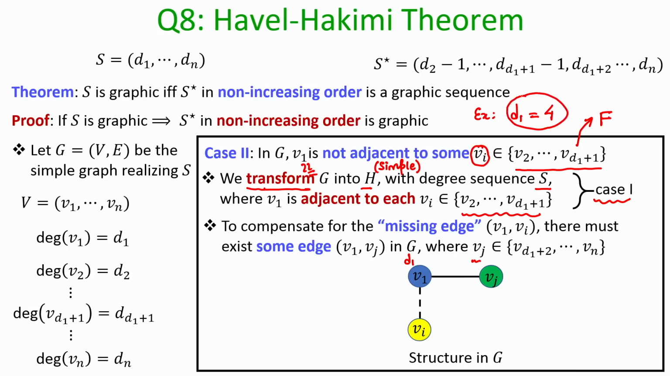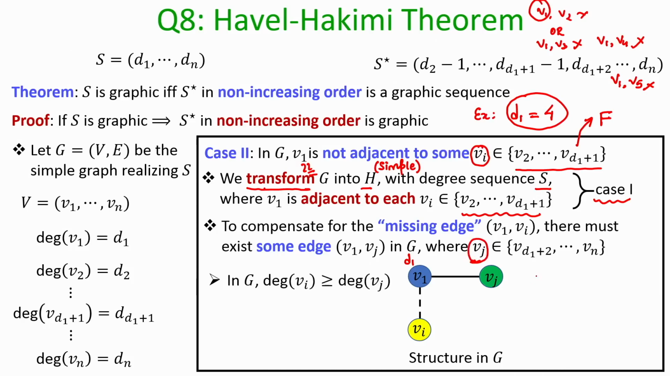For instance, if d 1 is 4, then in case 2 we know that either the edge between V 1 and V 2 is missing, or the edge V 1 V 3 is missing, or V 1 V 4 is missing, or V 1 V 5 is missing. But since I have to give degree 4 to the vertex V 1, that means V 1 is adjacent to either vertex 6 or vertex 7 or vertex 8 and so on. So, that is the outside vertex V j in my current context.